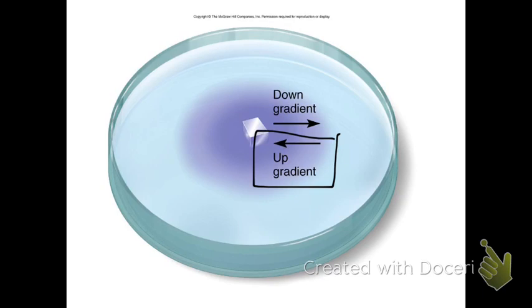So let me assure you that whenever things are going to move up their gradient, it means that things are going from a lower concentration to a higher concentration. And whenever that happens, it would require energy and would be an example of active transport. So moving down the gradient would be passive transport. If you see something moving up its gradient, you can be confident that it's requiring energy and is some sort of active transport process.